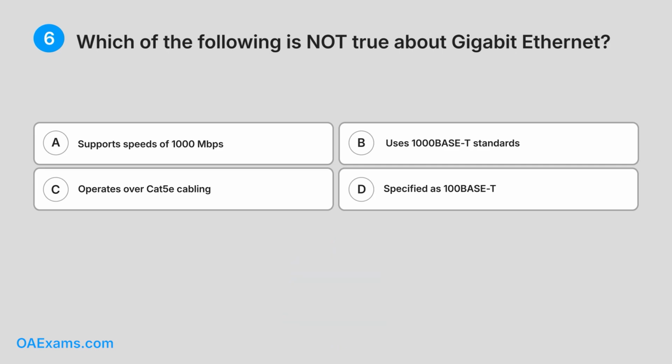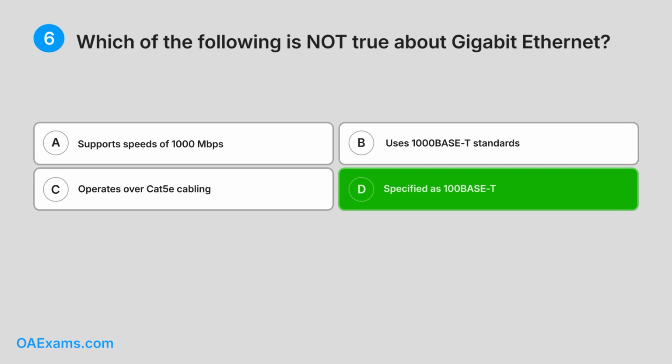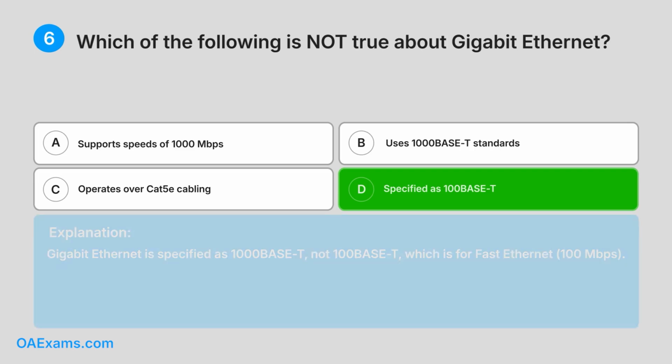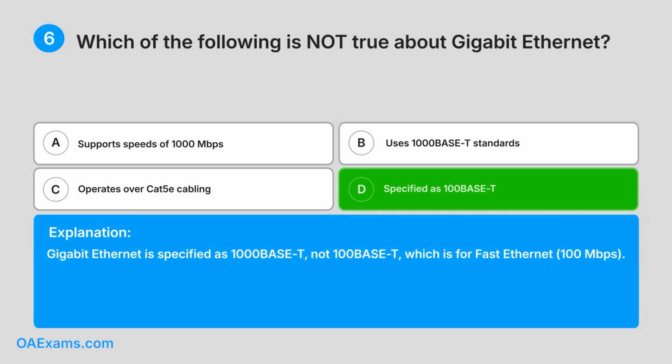Correct answer: D. Specified as 100BASE-T. Explanation: Gigabit Ethernet is specified as 1000BASE-T, not 100BASE-T, which is for Fast Ethernet, 100 megabits per second.